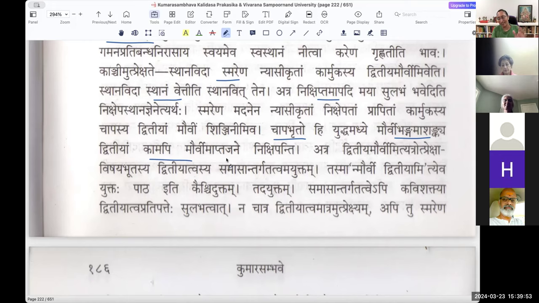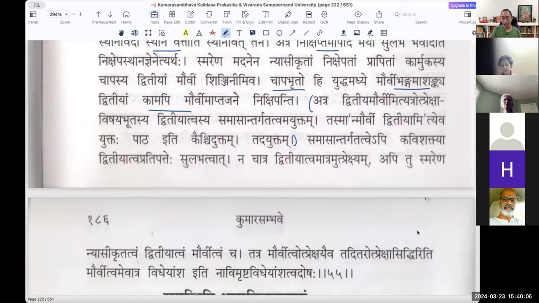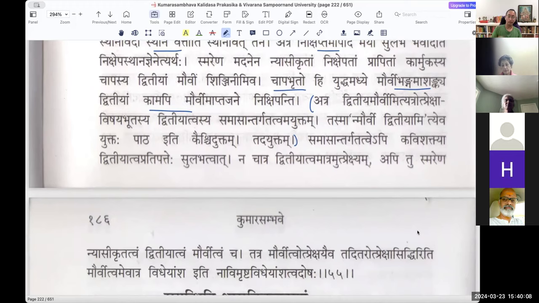Anala atra dvitiya maurvim ityatra utpreksha vishaya bhutasya dvitiyatvasya samasa antargatatvam ayuktam. Okay. This is a purvapaksham here. What is the utpreksha vishayam? Is maurvi the utpreksha vishayam or dvitiyatvam the utpreksha vishayam? So what is being fancied here? That it is a bowstring, or that it is the second bowstring?